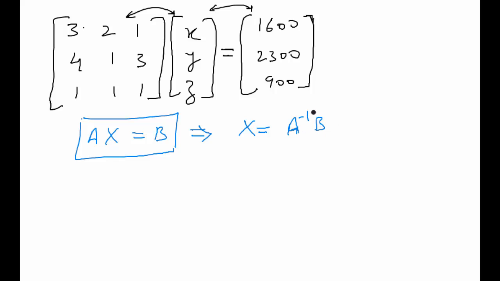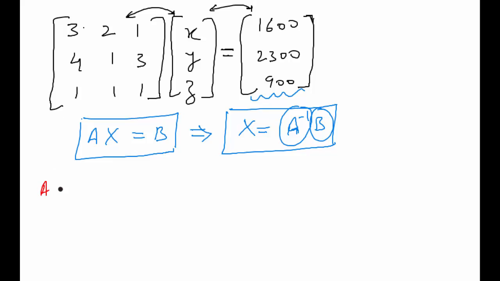And in doing so, I am doing what? I am pre-multiplying A inverse. So in this way, I can get my value of X. Value of X is nothing but A inverse into B, right? So B I already know. This matrix is equal to B. A inverse is what is required now. So let us start with A. A is this particular matrix. A is 3 2 1, 4 1 3 and 1 1 1.